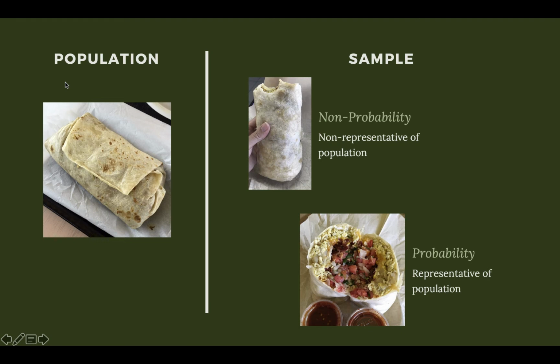A probability sample would be representative of everything that's in the burrito. Here we see a cross-section of the burrito, sliced right from the middle. When you take bites of that burrito, it's going to look like this. So this is a better example of what we're doing in a probability sample. We want it to look very close to the mixture that's in the population burrito.